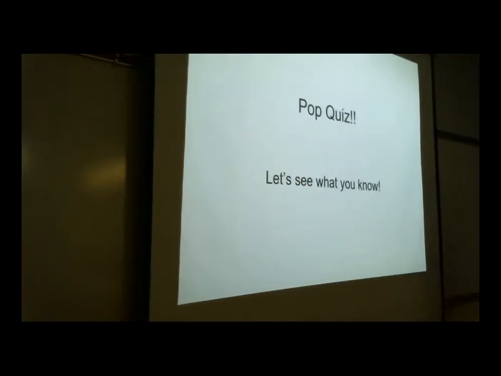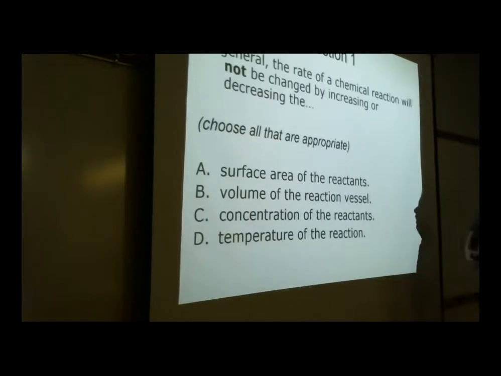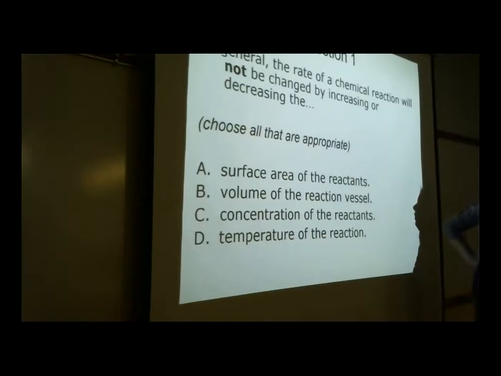Okay, let's just test our vocab skills. Let's see how much vocab we know. All right, in general, the rate of a reaction will not be changed by altering the surface area of reactants, volume of the vessel, concentration of the reactants, or temperature of the reaction.